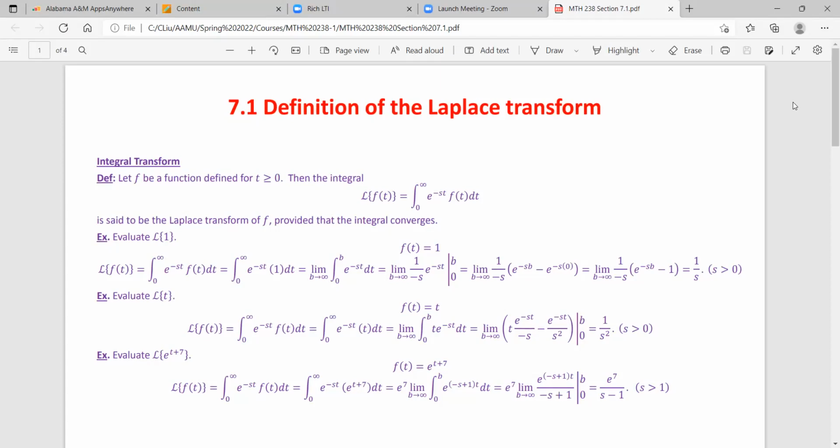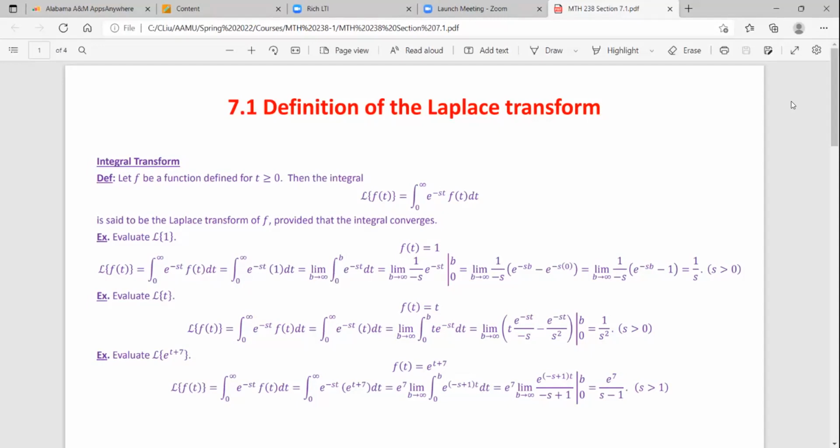Okay, integrating over t. So this is easy to do because we just use integration by substitution again. If you let u equal negative s plus 1 times t and do the integration by substitution, you're going to get e to the negative s plus 1 times t, and then divide by negative s plus 1. Okay, I'm not going to repeat that. You can do it, but check it by yourself easily at home. Okay, so then what you do is just plug in 0 and b and take the limit.